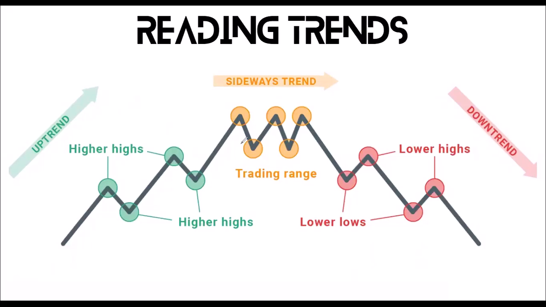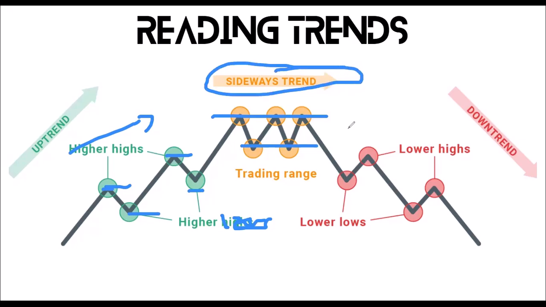So when you see price making what we call higher highs and higher lows, as you can see from this picture, price is going up. So this is called a bullish trend. And if you see price not making new highs and not making new lows, it means that we are in what is called a sideways trend. And if you see price making lower highs and lower lows, as you can see like this, we are in a downtrend, and price is tanking and going down. So this is how you read a trend.